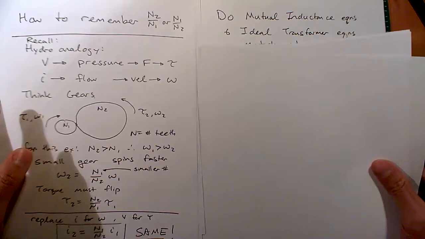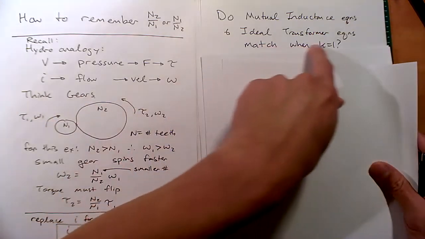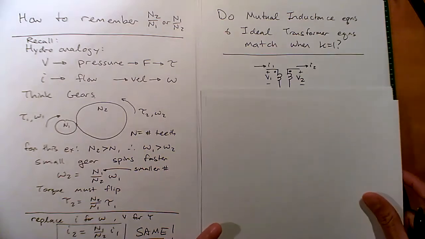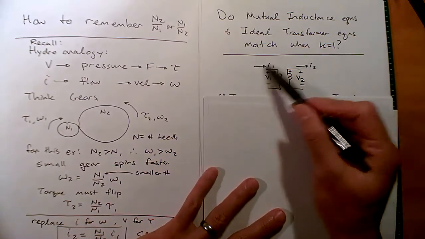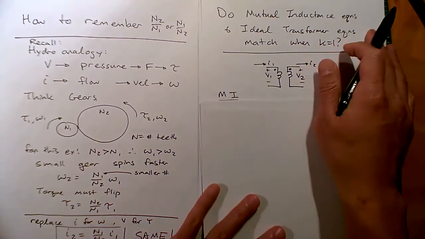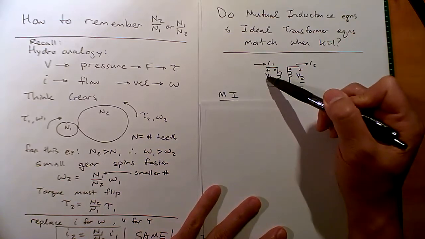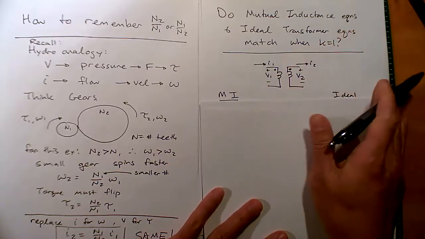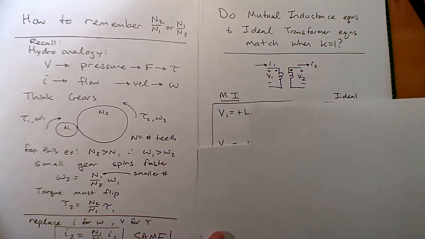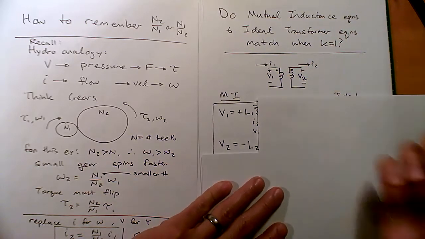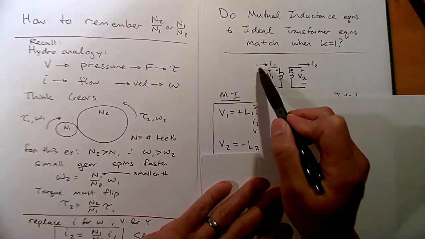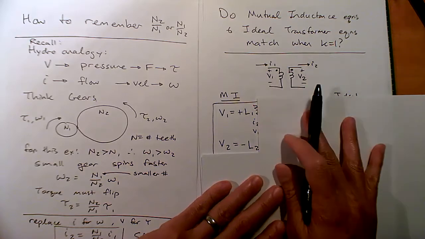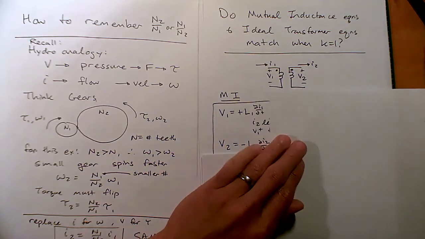Okay. Now, another question might be, do the mutual inductance equations and the ideal transformer equations actually match when K equals 1? Well, they do, and let's convince ourselves that this is true. So let's draw a little transformer system. We have our dots, and if we look on the left, what do we have? The I1 goes into V1, that's a positive passive sign, and I2 leaves V2, so that's a negative passive sign. Okay, that's good. Now what about using the dot convention for the sign? So I2 is leaving its dot, and V1 positive is touching its dot. That's a negative. Okay, so that's this one.